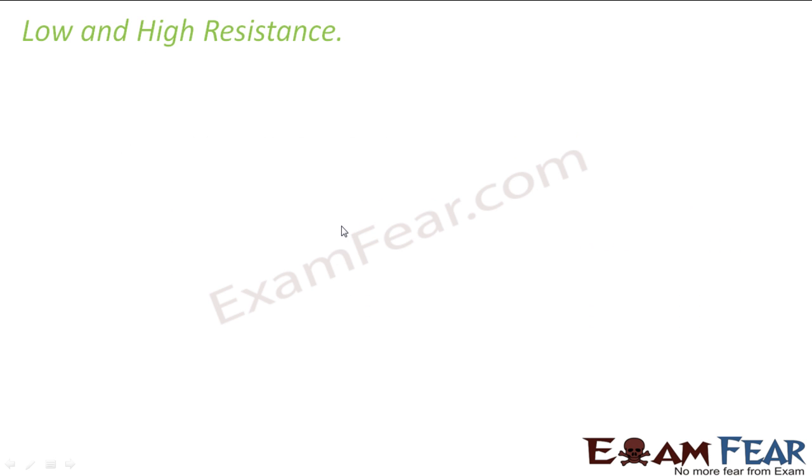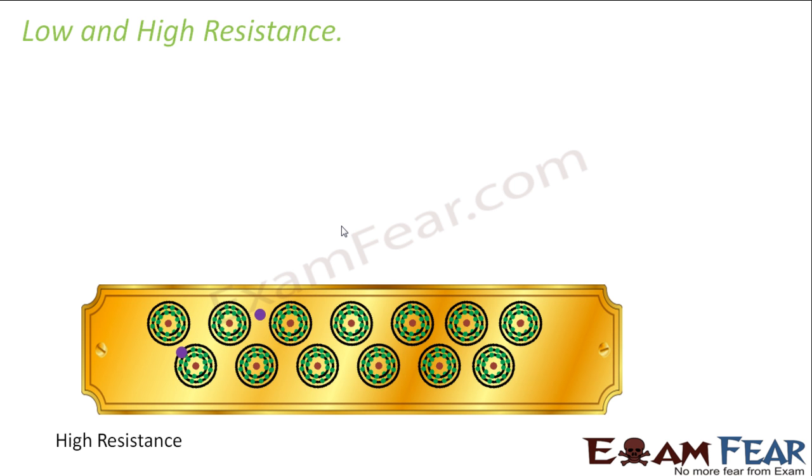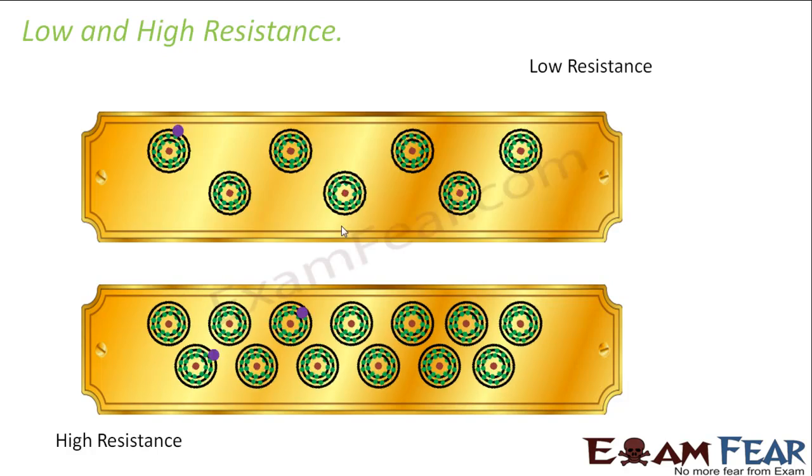Now let us see what a low resistance conductor and a high resistance conductor look like. I will just show you pictorially the internal structure, how it would look if it has low resistance. When I talk of high resistance, it would be something like this, where you have too many obstacles in the path of the electrons. So the electrons are moving, but there are too many obstacles in their path, that is, too many collisions, and therefore high resistance.